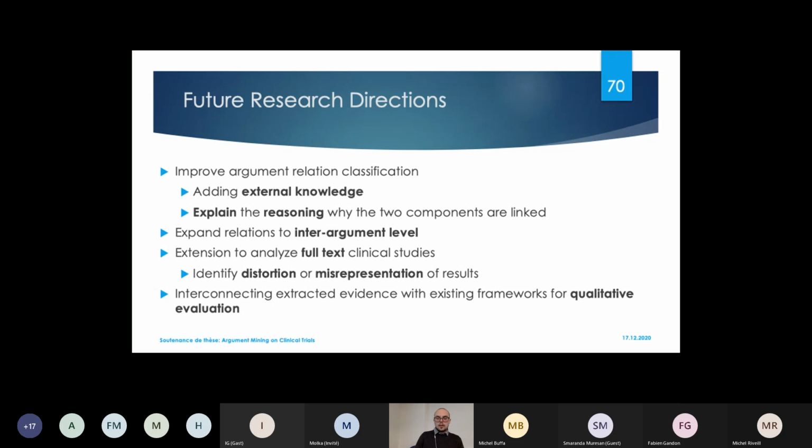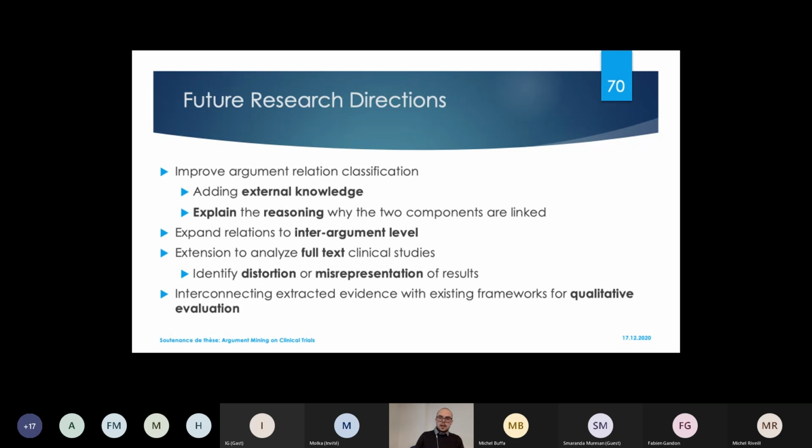One important step would be the integration of external knowledge or expert knowledge. This is not only relevant for the argument classification, because as I said before, if one outcome increases, you don't necessarily know if this is beneficial or not. This can be modeled with external knowledge, but it's also helpful if you want to make the model explainable, so if you want to explain why there is an attack relation and not a support relation, for example.